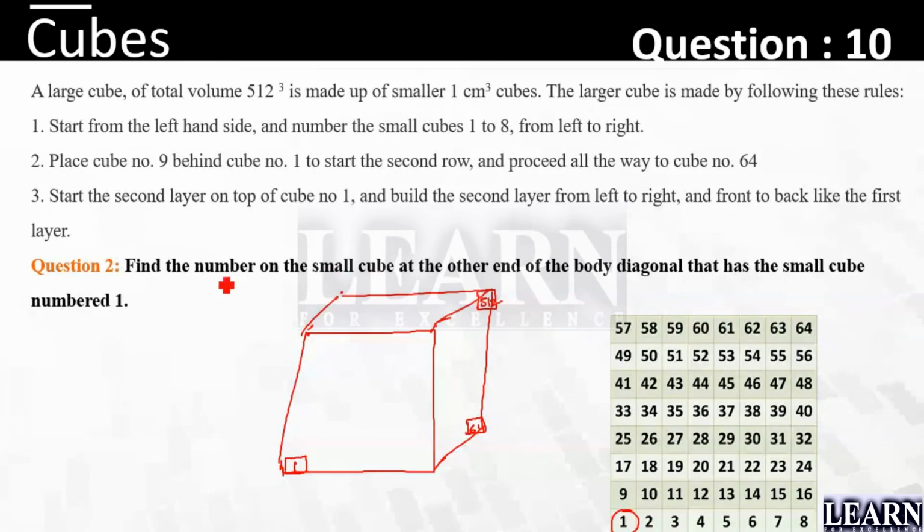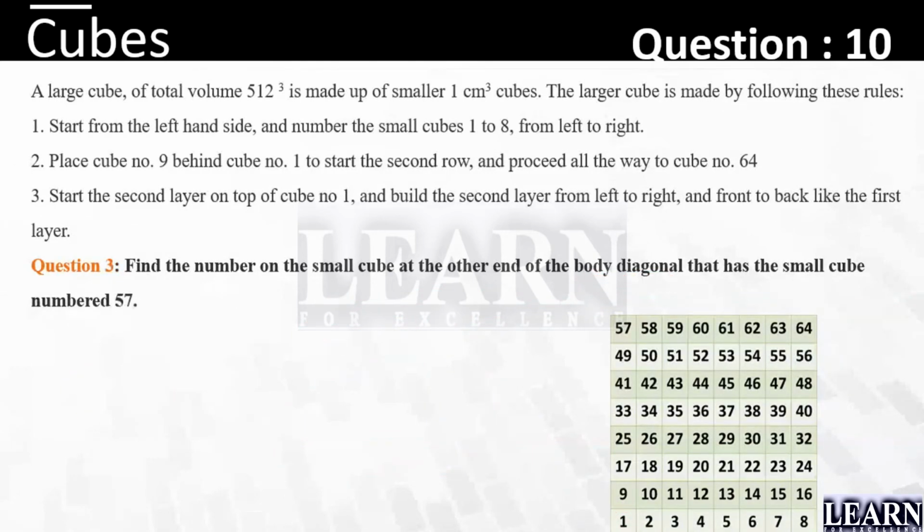They're asking to find the number on the small cube at the other end of the body diagonal. Now look here, this is going to be 1. So the other end of the body diagonal is going to be this one. So the answer is going to be 512. So the answer for this question is 512. Let's have a look into the third question.